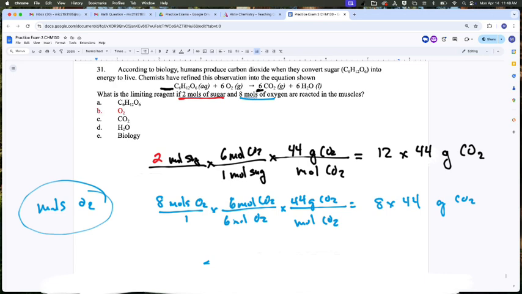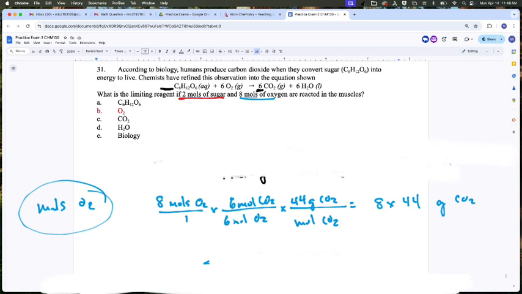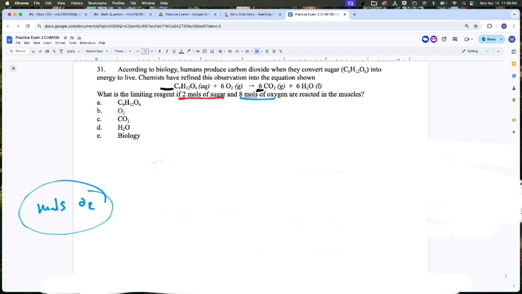Okay, moles is only half the answer. So let's delete all that. That was all that work. And I'm going to switch this up a little bit differently. I'm going to say I want to know how many moles of oxygen are necessary to react with 2 moles of sugar. The moles of sugar needs to go in the denominator, so that unit cancels, right? What unit do I want to appear in the numerator? Moles of oxygen, right?